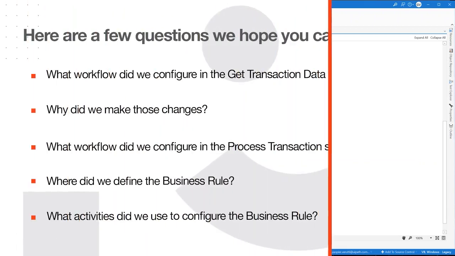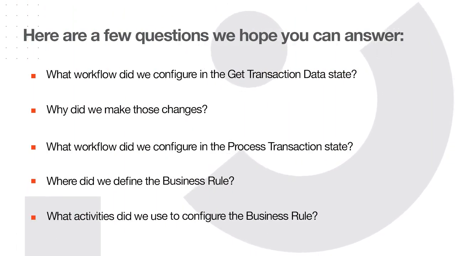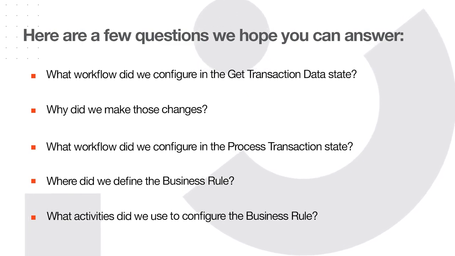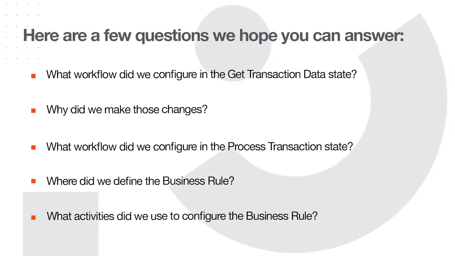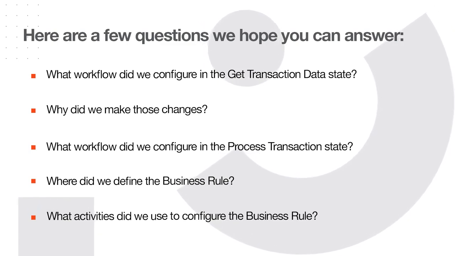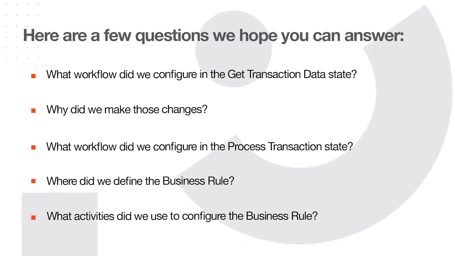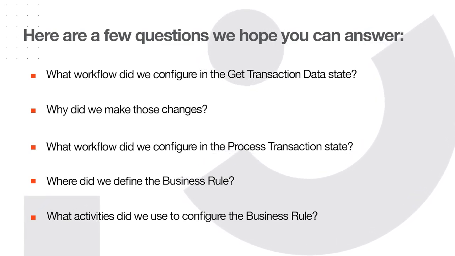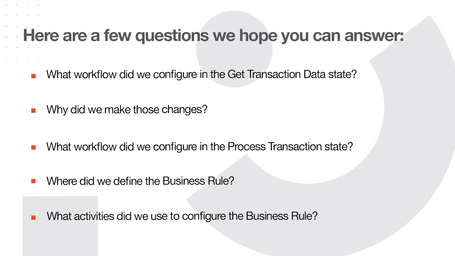Here are a few reflection points after building this process. What workflow did we configure in the Get Transaction Data state? Why did we make those changes? What workflow did we configure in the Process Transaction state? Where did we define the business rule? What activities did we use to configure the business rule?